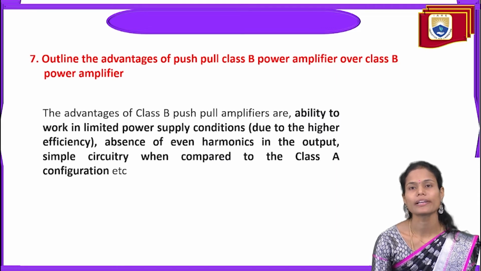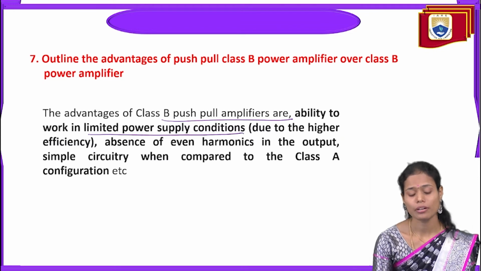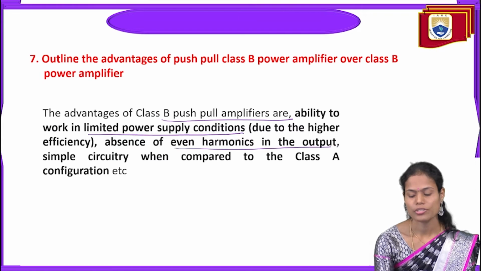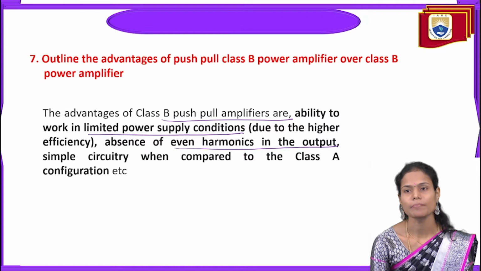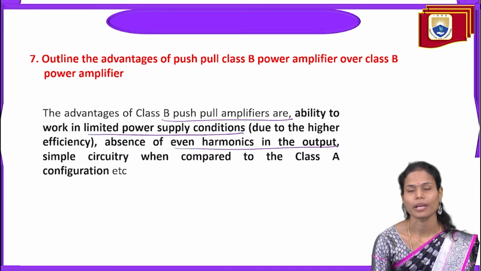And next, outline the advantages of the push-pull Class B power amplifier over the Class B power amplifier. The Class B push-pull amplifier has the ability to work in limited power supply conditions. Why? Because of higher efficiency and absence of even harmonics in the output, when compared to the Class A power amplifier. That's why the Class B push-pull amplifier is more advantageous compared to the normal Class B power amplifier.